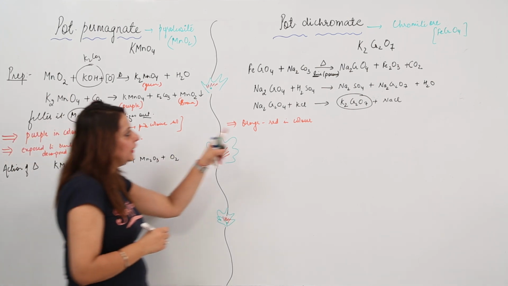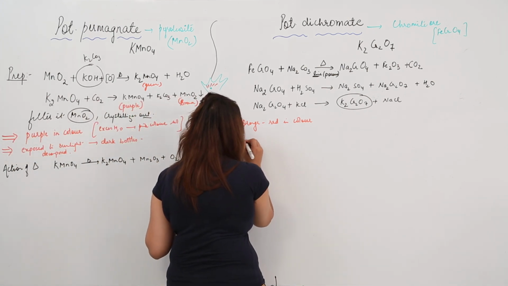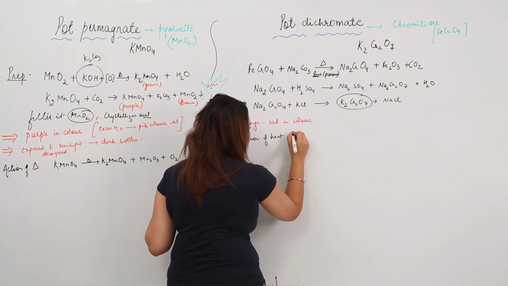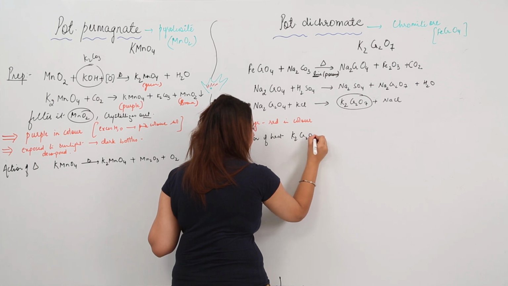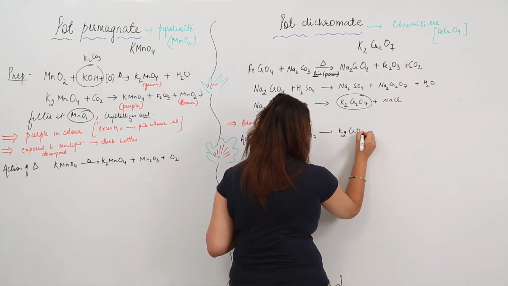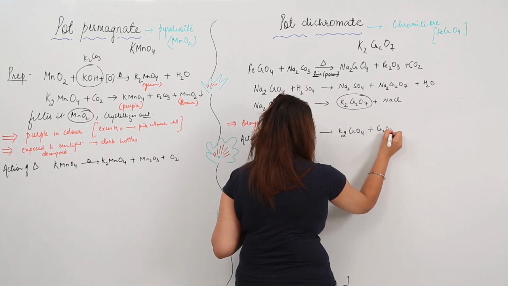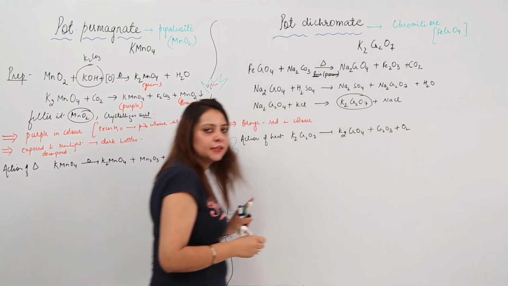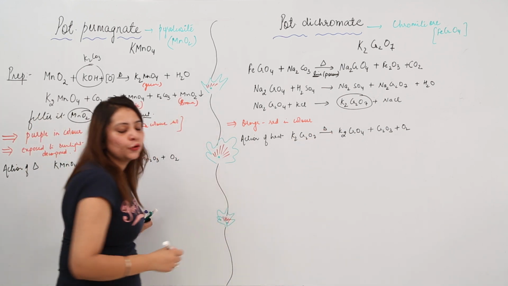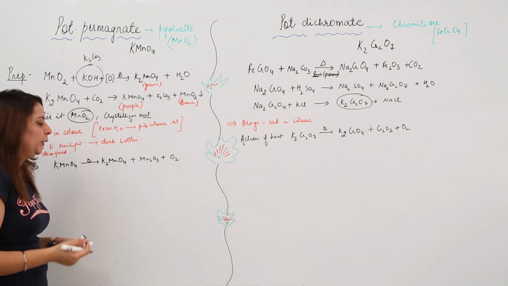And you know that when we heat potassium dichromate, what happens? It breaks up into potassium chromate, along with that we get chromic oxide and oxygen gas. So that means they get decomposed on heating, turning from dichromate into chromate.